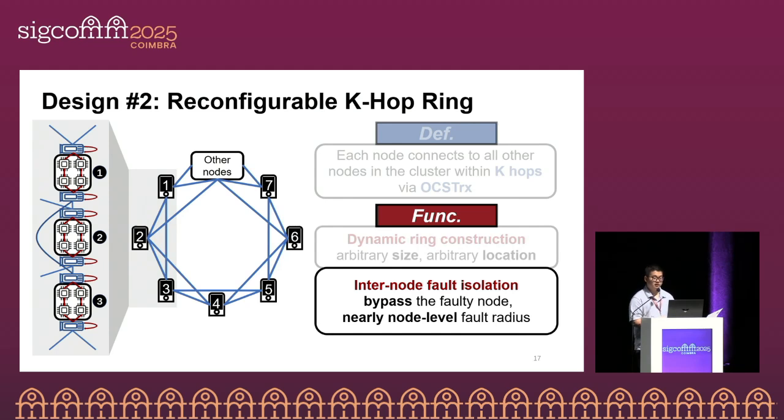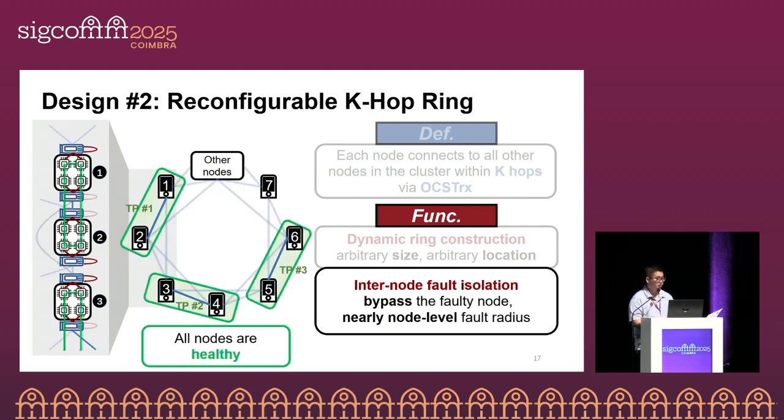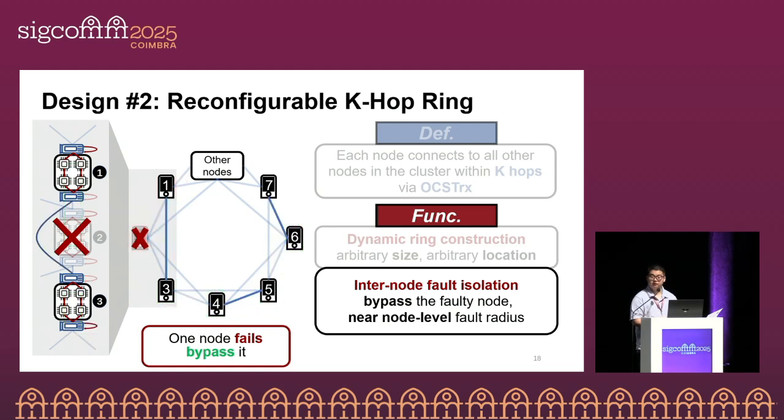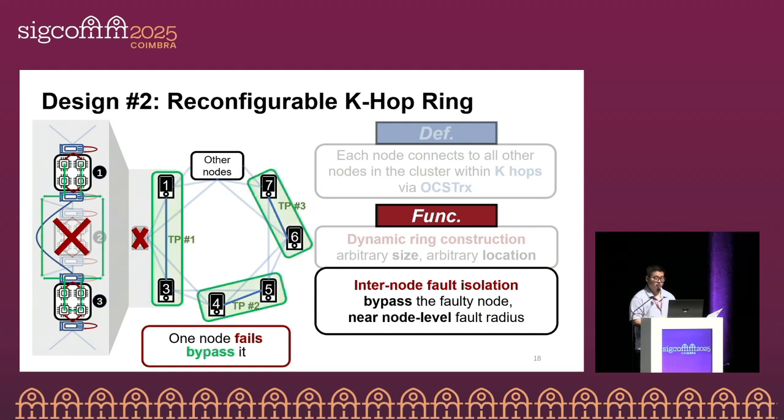The second feature is inter-node fault isolation. By bypassing the faulty node, we can achieve a nearly node-level fault exposure radius, which is nearly ideal. For instance, when all nodes are healthy, we can deploy multiple TP groups in the cluster. But when node 2 fails, TP group 1 becomes unavailable. At that point, you can simply bypass node 2. Activate the link from node 1 to its next nearest neighbor, node 3. Node 1 and node 3 can form a new TP group. In this way, we can isolate the failure of node 2 within the node without affecting the rest of the cluster.